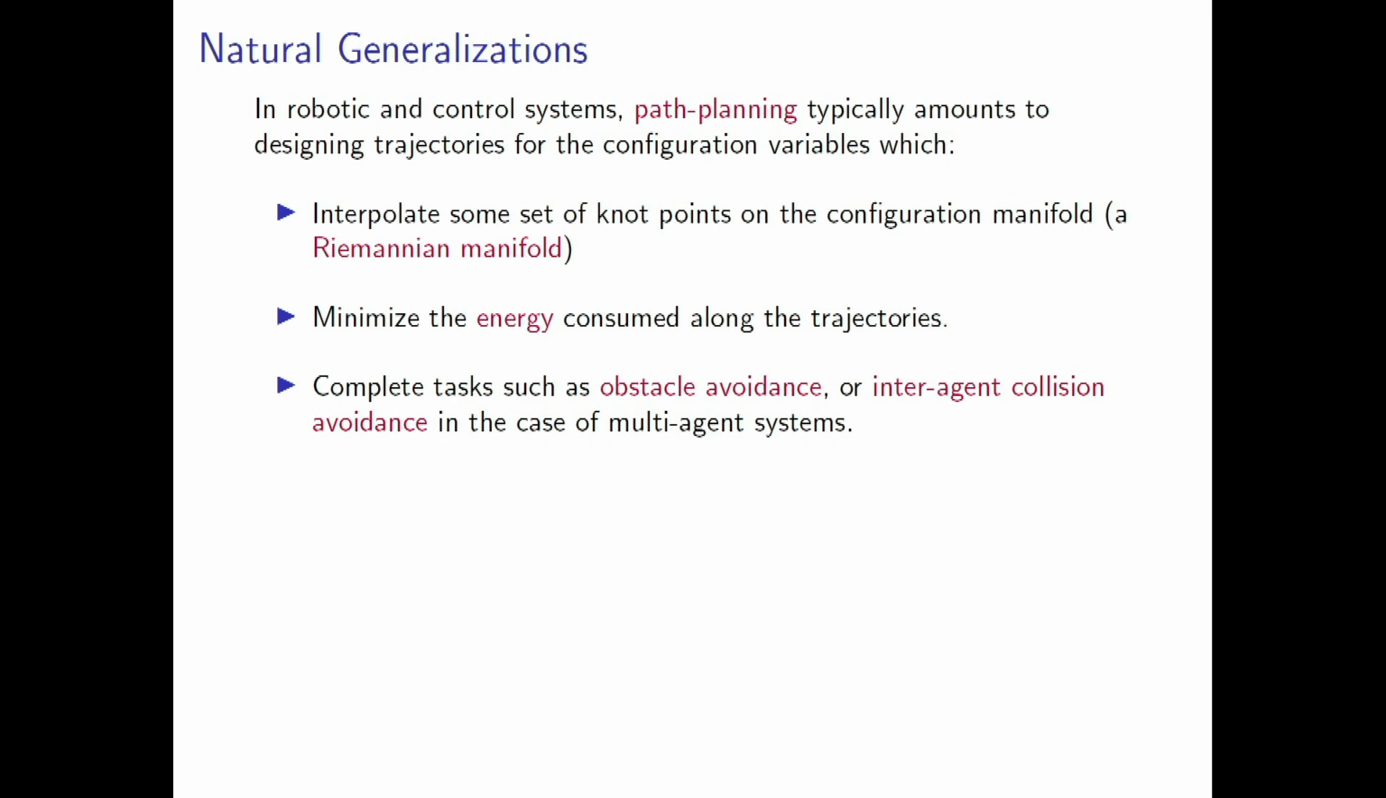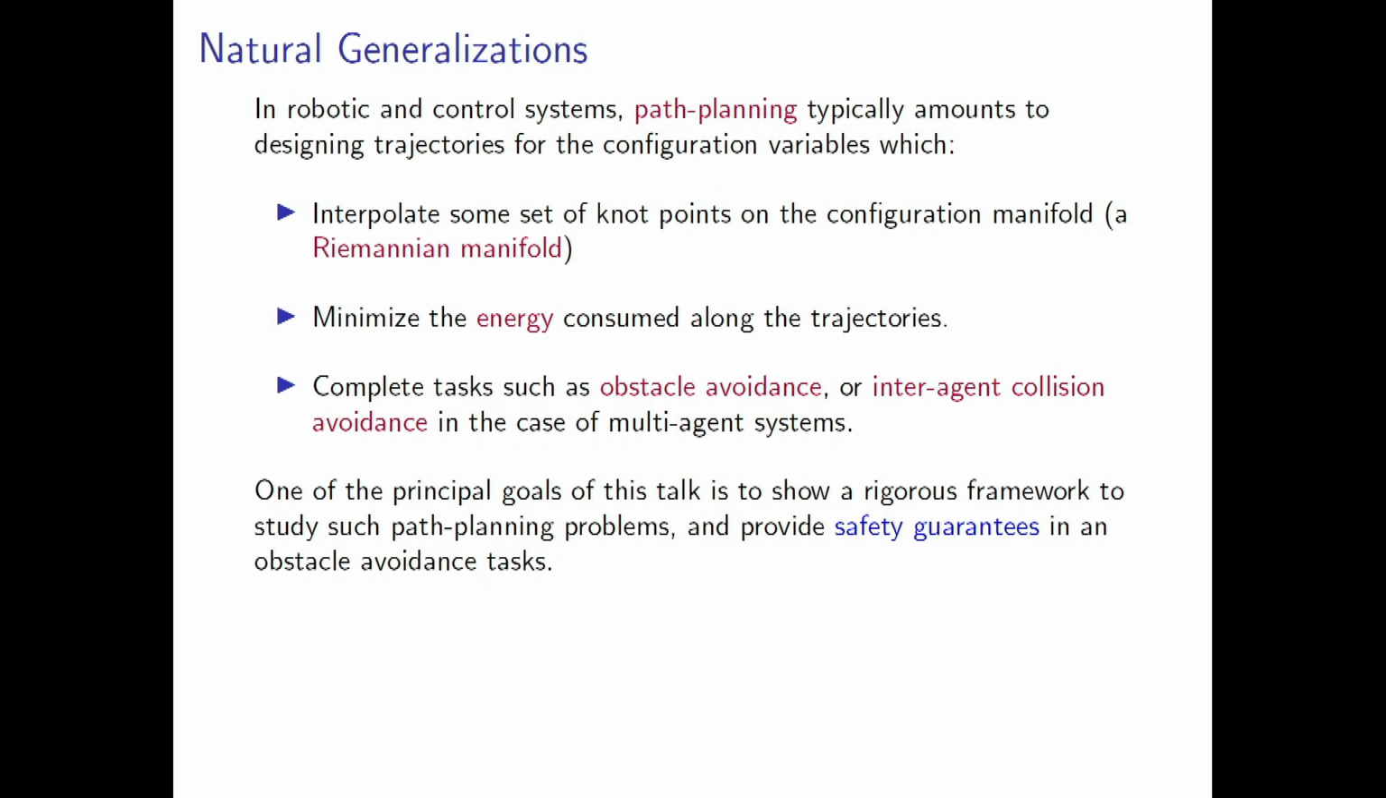For both applications, obstacle avoidance and inter-agent collision, one can use artificial potential functions in the functional to minimize in order to avoid the obstacle or avoid the inter-agent collision. And in this talk, the principal goal is to show a rigorous framework to study path planning problems and provide safety guarantees in obstacle avoidance tasks. That means how to design the potential functions in a smart way so that you can avoid the obstacles that you have in your workspace.